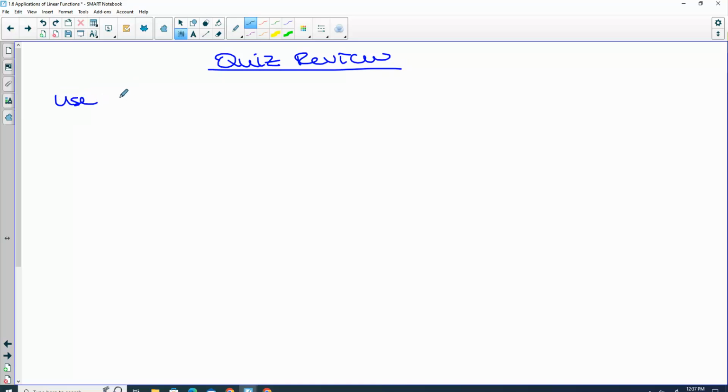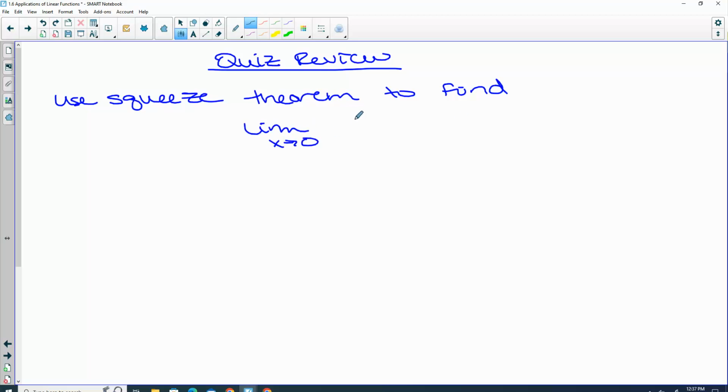We're going to have a handout in a second to review, but I do not have one of these on there. So to answer your question, if I said use the squeeze theorem to find the limit as x approaches 0 of 5 cosine pi over x.